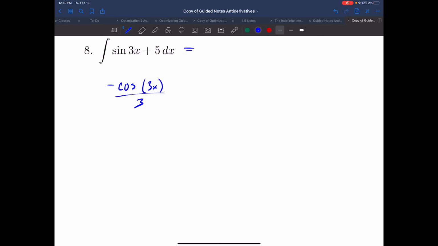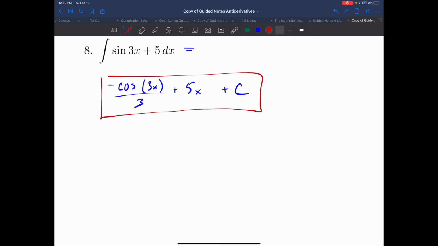So the next part's simple though. What is the antiderivative of 5? That's just 5x, and then plus c. So that would be how to work with a trig function.